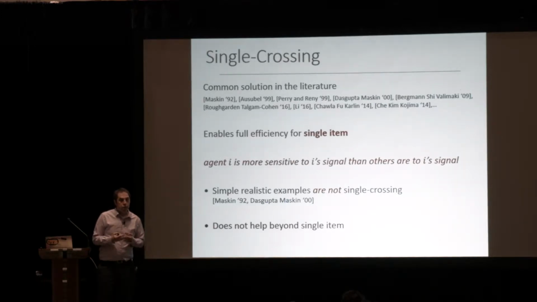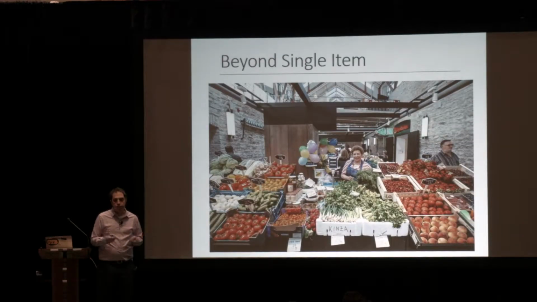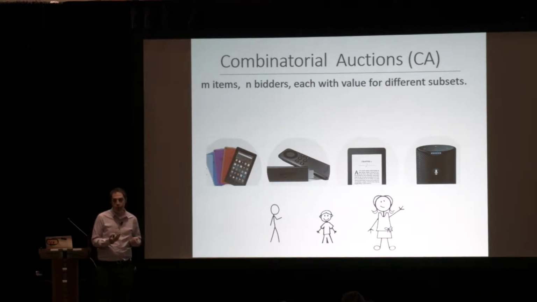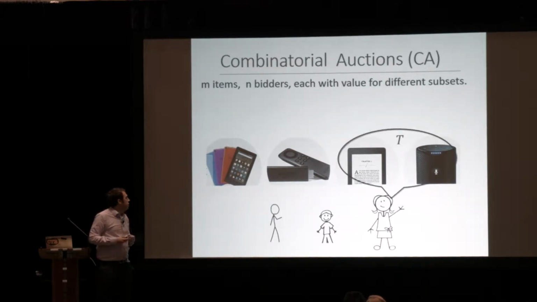And the other, more concrete problem is that single crossing is a single parameter condition, and it goes hand in hand with the monotonicity characterization I showed you a slide before. So it doesn't help if we want to go beyond a single item. And in our case, we want to go beyond a single item. We want to talk about combinatorial auctions. In combinatorial auctions, we have m heterogeneous items, and each buyer might have a different value for each subset of items.